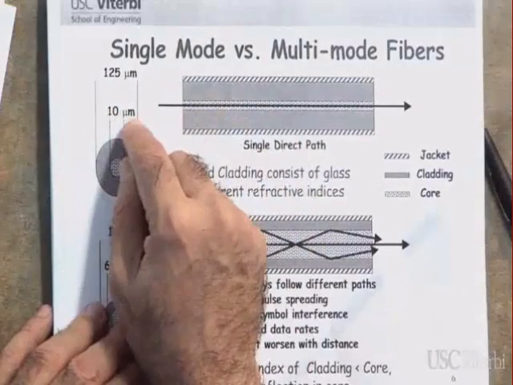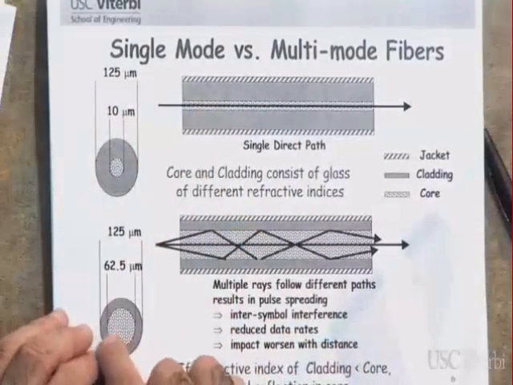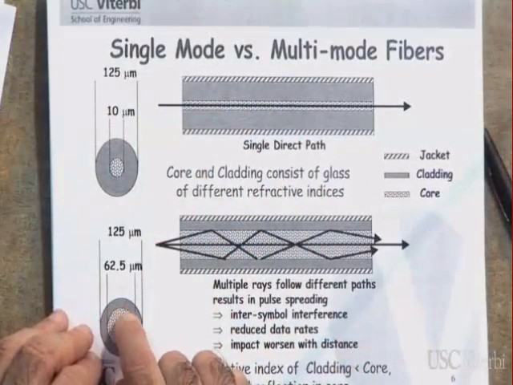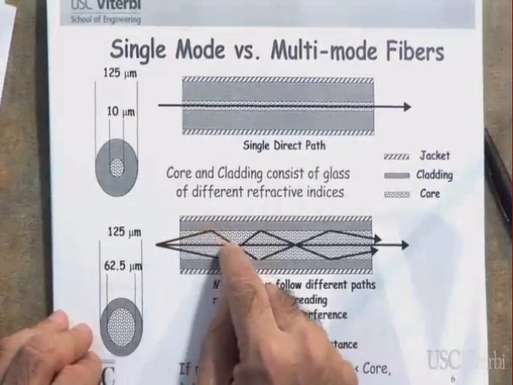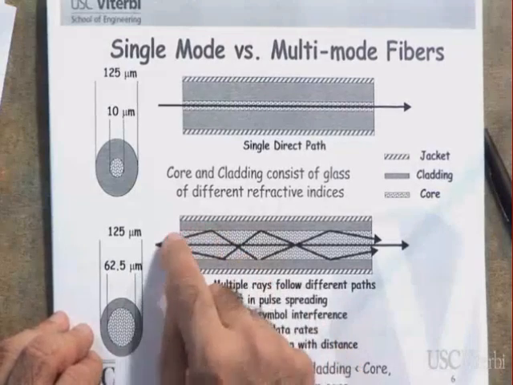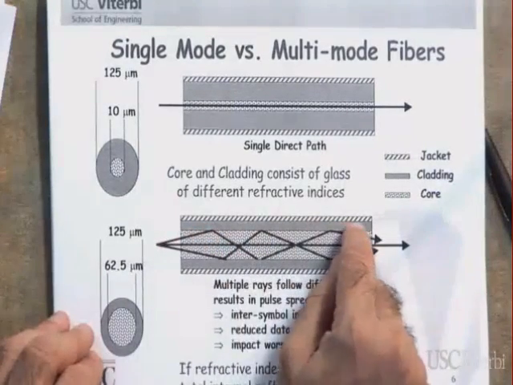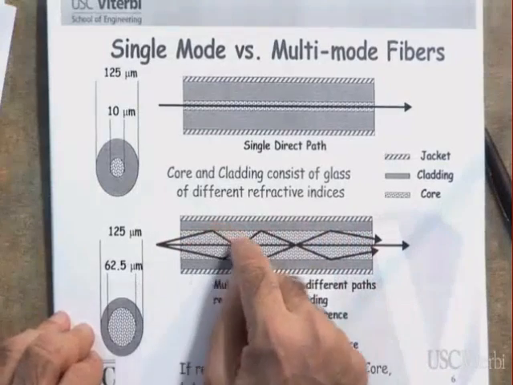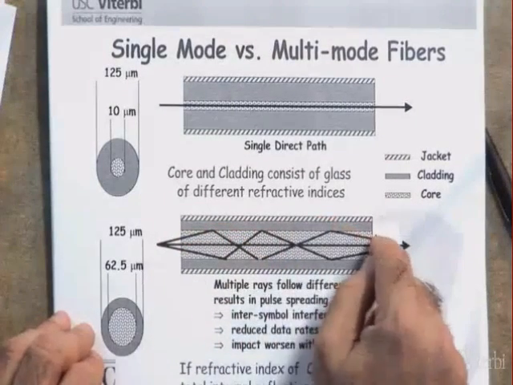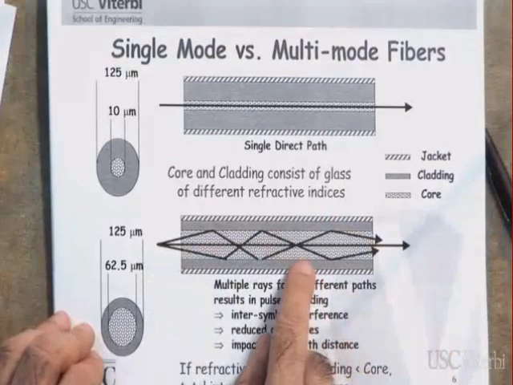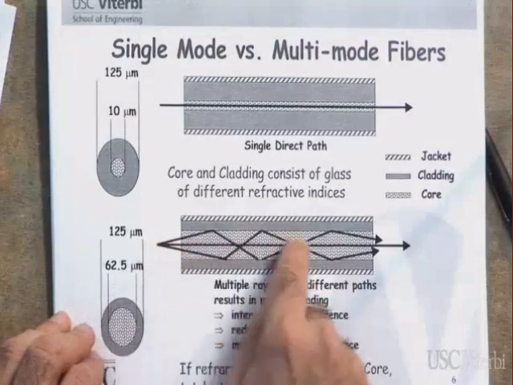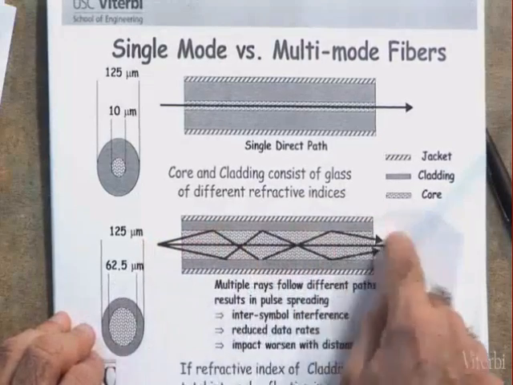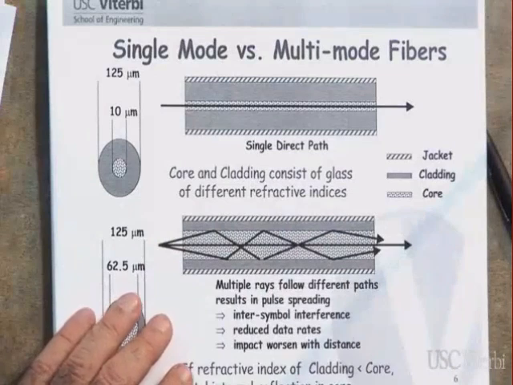It's 10 micrometer. Whereas in a multi-mode, you can see that the core is wider. And the signal will experience refraction from the cladding. So it goes this way, gets refracted here, refracted here, and so on. In this example, how many paths do you have? We have 3 paths: the direct path, and 2 refracted paths. Clear? Okay.